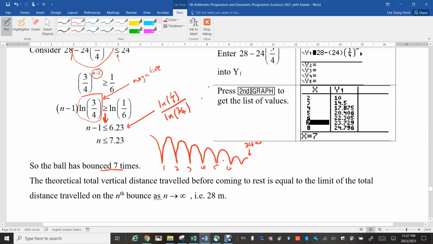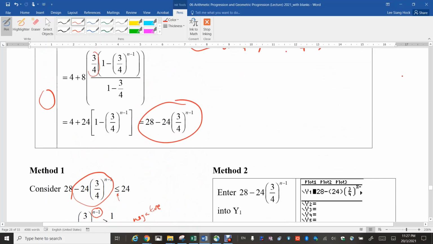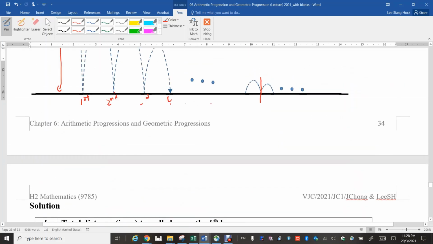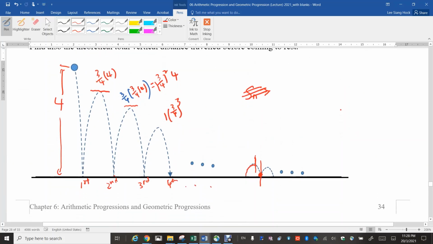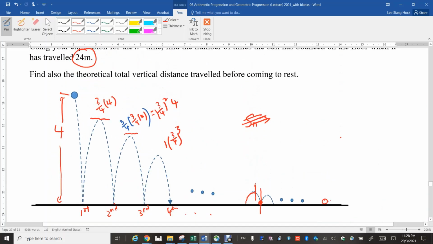Okay, so what's the theoretical total distance? So let's go and look at the picture again. We know that if I were to drop a ball, the ball will bounce, eventually it's going to stay still already. It's not going to bounce anymore. But mathematically, in theory, the ball actually will continue bouncing forever. You cannot see, but it's actually vibrating. But we know that in real life that's not possible. But this is a mathematical model. It is in theory.